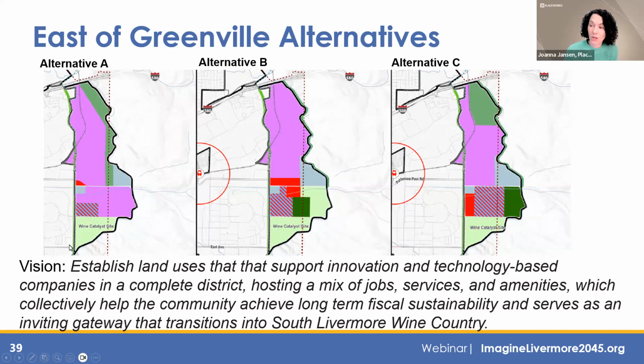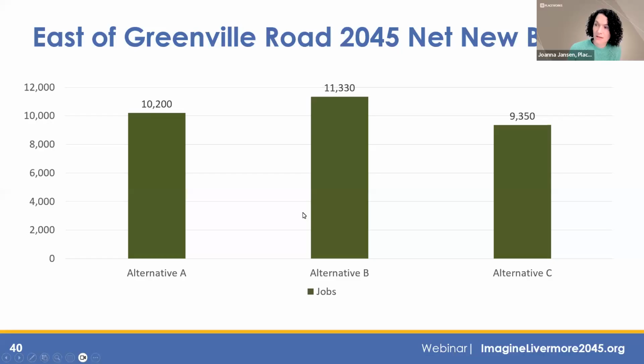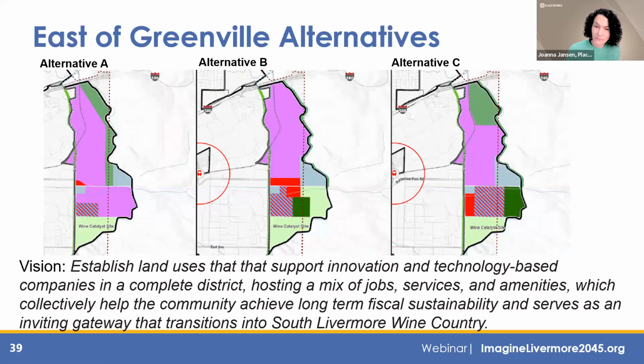And then all of them also include a wine catalyst site at the southern end, again, to connect with agriculture and viticulture in South Livermore. So again, just for orientation, this is Greenville Road. This is kind of the extension of Patterson Pass Road.